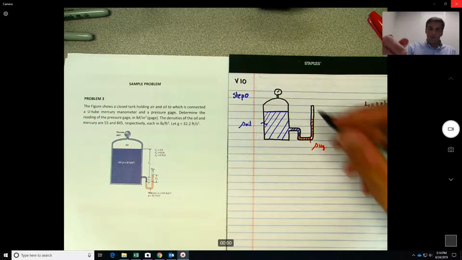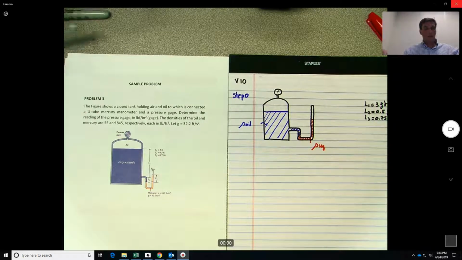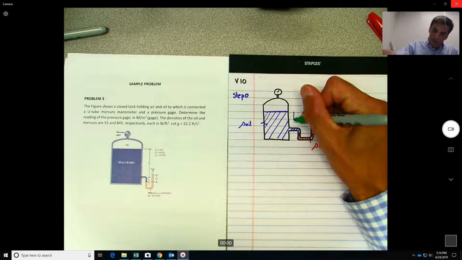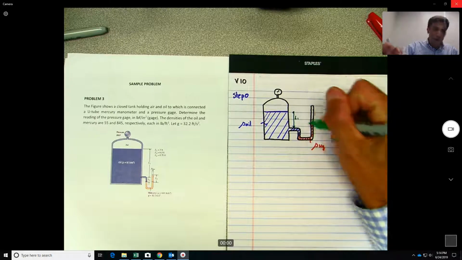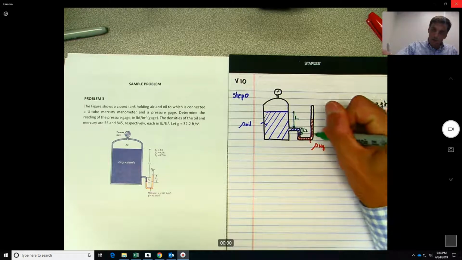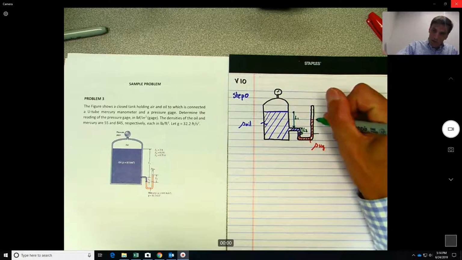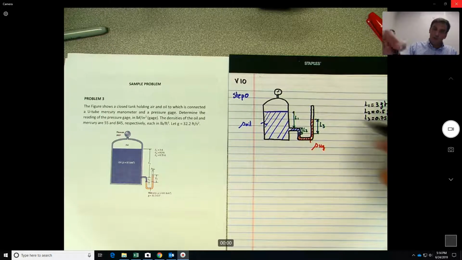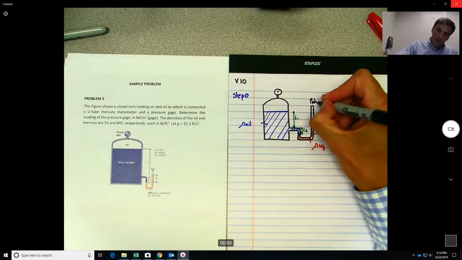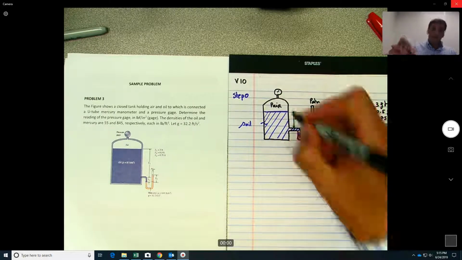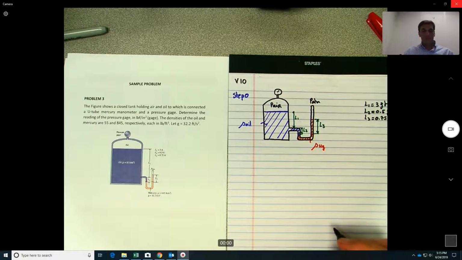Alright, so we know the distance between here and here is L1. Between here and here would be L2. And between here and here will be L3. Okay, and over here, this will be subjected to the outside atmospheric pressure, and here will be the pressure of the air in the tank.